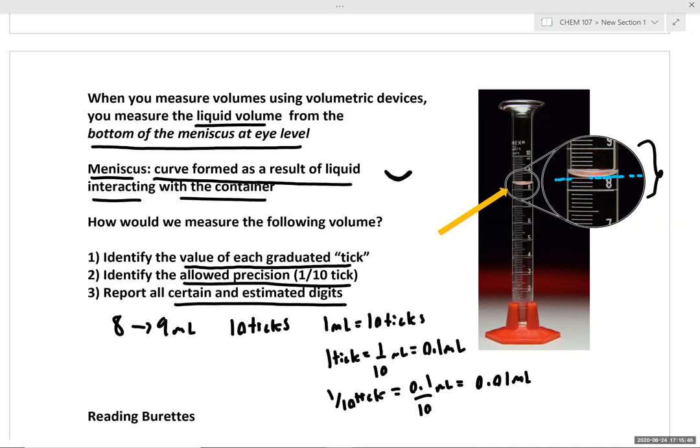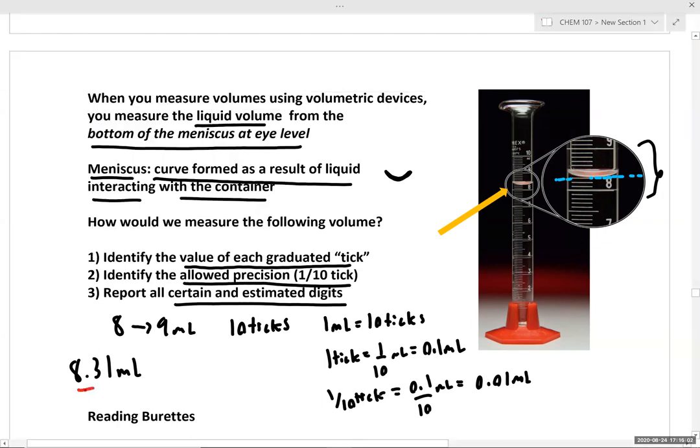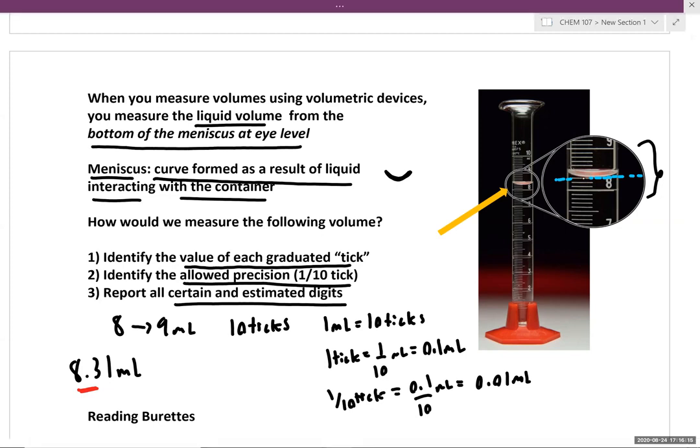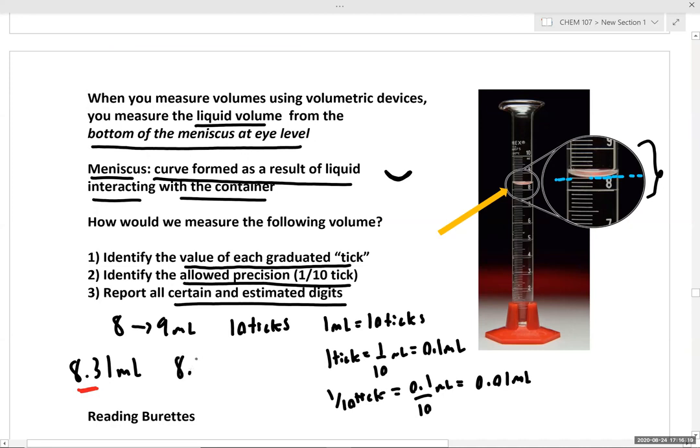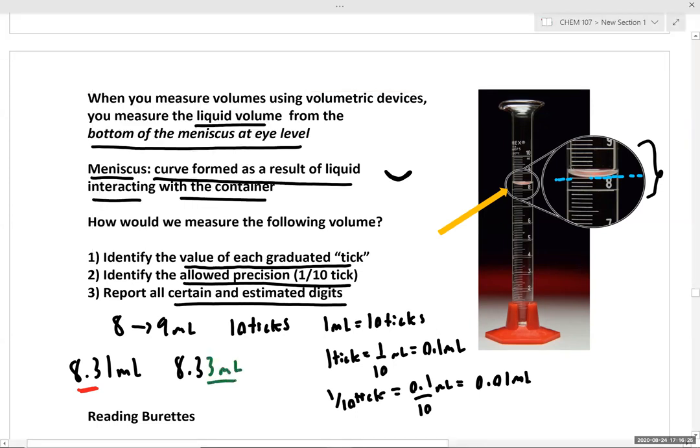Would someone like to take a guess for the volume measurement inside this graduated cylinder? 8.31, that's a good guess. That's wonderful. That's a great measurement. One thing I'd like to highlight: 8.3, these are our certain digits. We know that our meniscus is slightly above the definite graduated mark, indicating 8.3 milliliters. Note, there's going to be some variation in your last digit. You can report 8.33 milliliters, and that would be a perfectly fine measurement, because remember, the last digit is estimated. Does that make sense to everyone?